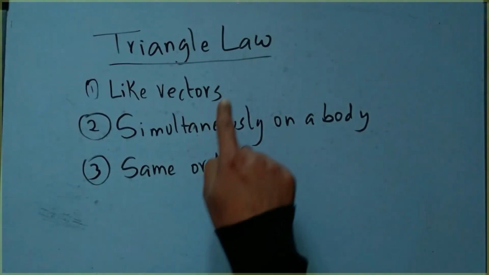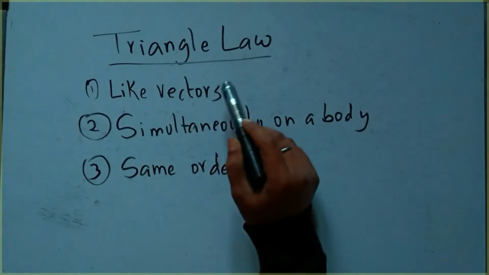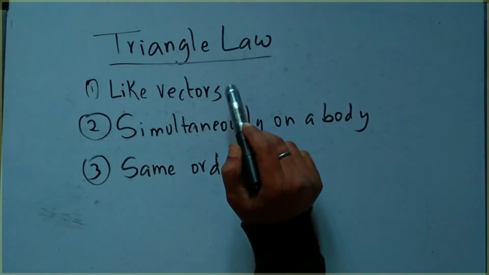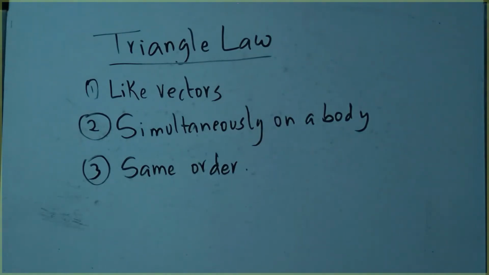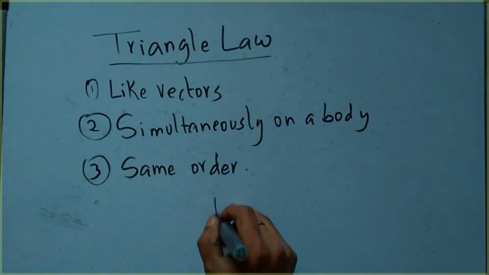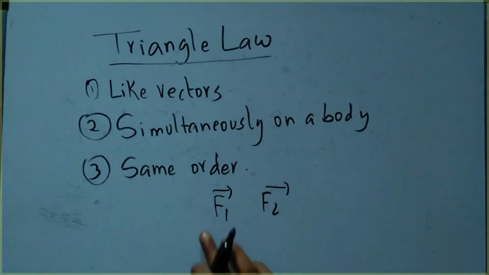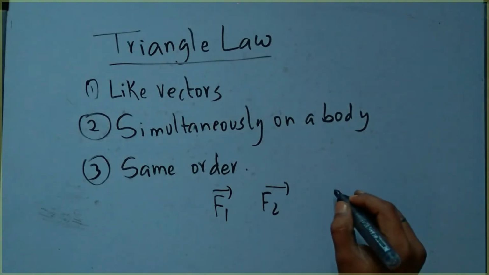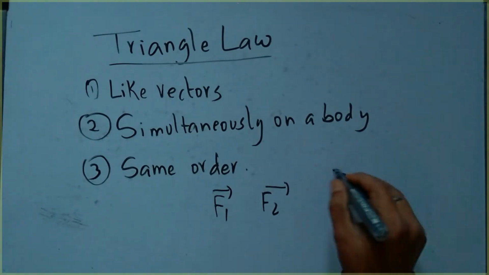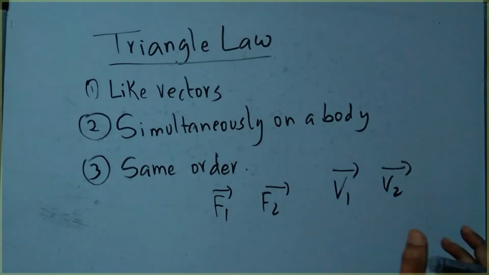In a statement, we can find three important things here. One being that the vectors have to be like vectors. What do you mean by like vectors? Like vectors means they are of same nature. Like vectors: F1, F2 are two vectors which represent force, whereas V1 and V2 are two vectors which represent velocities.